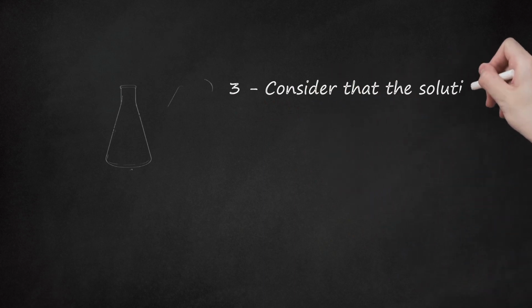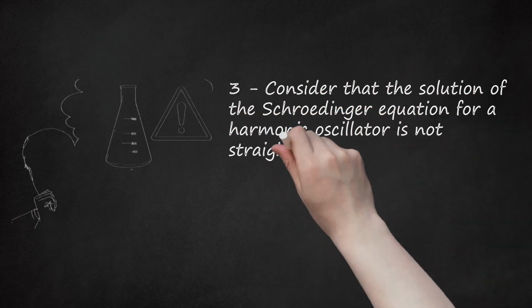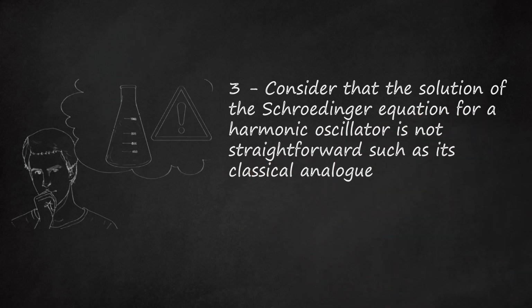3. Consider that the solution of the Schrödinger equation for a harmonic oscillator is not straightforward such as its classical analog. The solution of this problem can be done in one of two ways. One is to use the commutation relation of operators in order to find the eigenvalues of the quantum mechanical harmonic oscillator. For this purpose, one uses special forms of quantum mechanical operators that are called raising and lowering operators. These are convenient forms of operators that help much in the solution process of the problem.